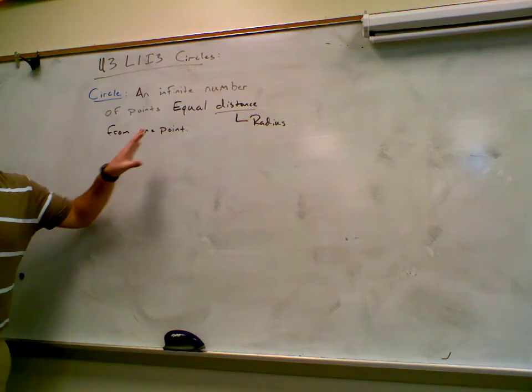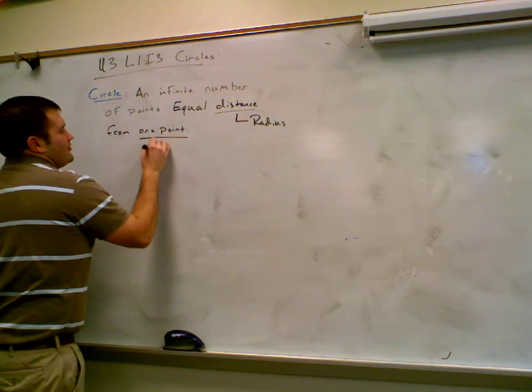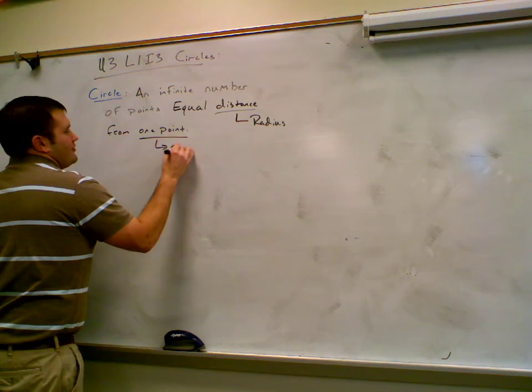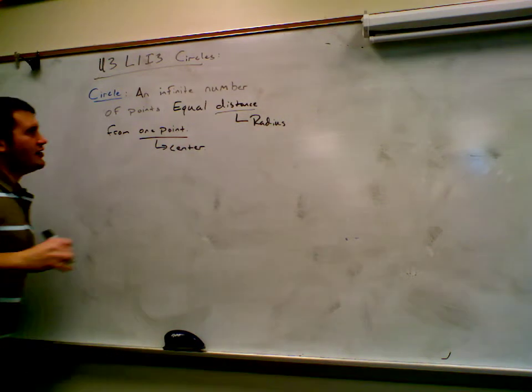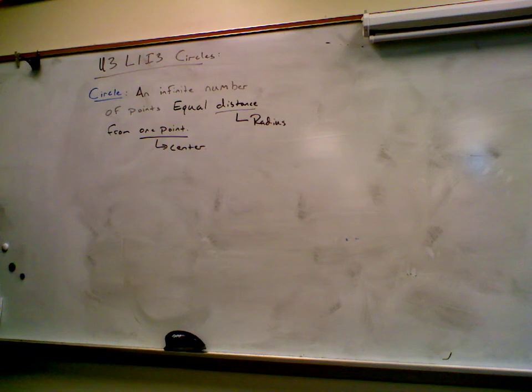And from that one point, what's that one point? Nope. Diameter is twice the radius. What is it? The center. Okay. So a circle is an infinite number of points that are a set radius away from the center. Okay, does that make sense?